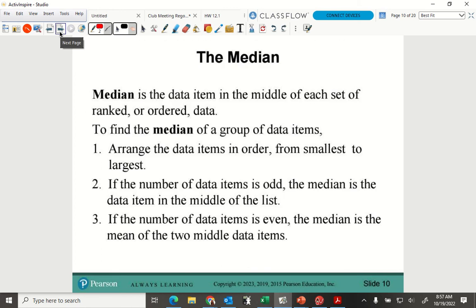All right, now we're going to do the median. So I'm going to do the median here, and then we're going to take a break, and I'm going to let you work on some of these problems.